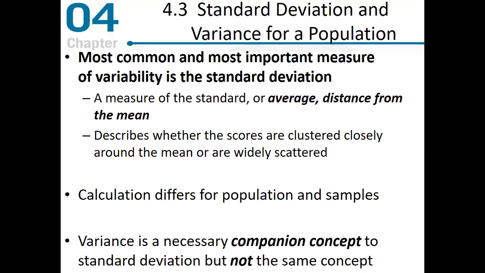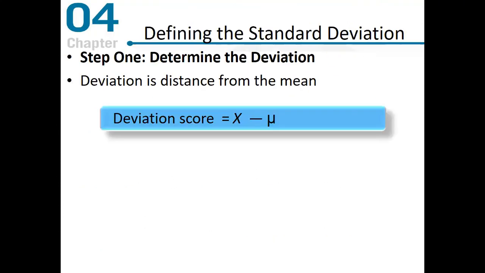Now, the calculations for standard deviation differ depending on whether you're working with population data or sample data. Your formula sheet for chapters 1 through 4 contains all of the formulas organized very clearly depending on whether you're working with a population or a sample set of data. Now, variance is a necessary companion concept to standard deviation, but it's not the same concept. We're going to go ahead and walk through what we're talking about here.